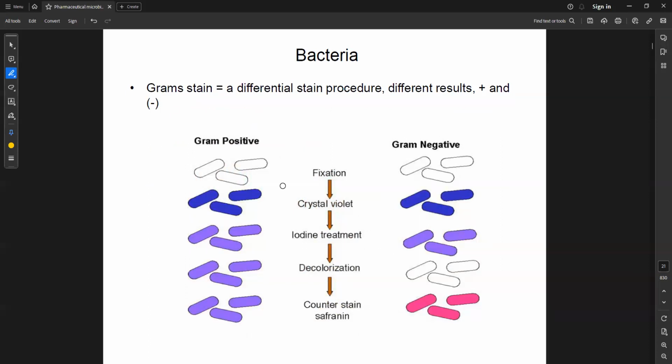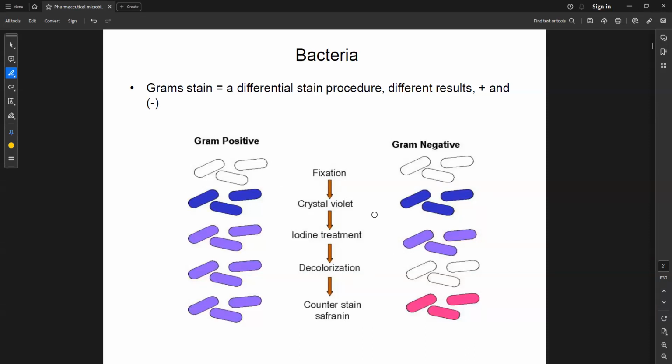So you have your bacteria, you fix it on a slide, then you apply crystal violet, which is a solution. Then you treat it with iodine. Then you wash it. Once you wash it with an alcohol-based solution, if it's gram-positive, it will retain the purple color of the crystal violet. If it's gram-negative, it will decolorize. Then you counterstain with safranin.